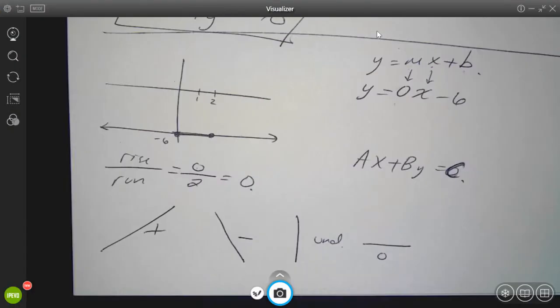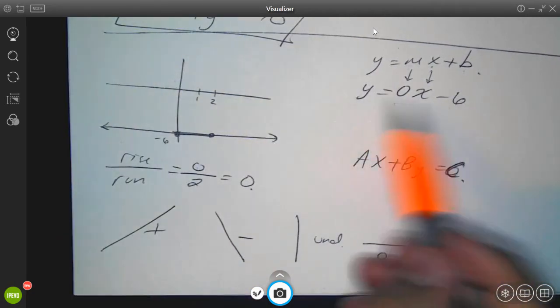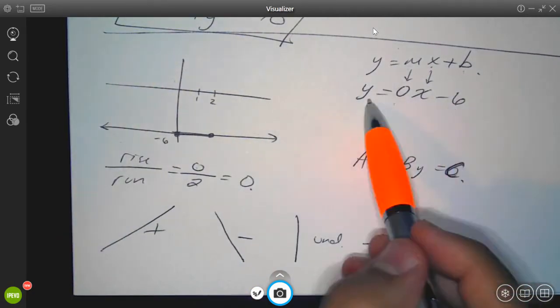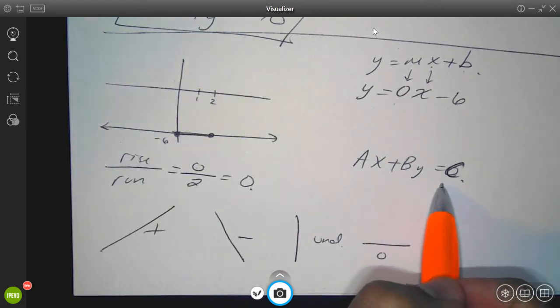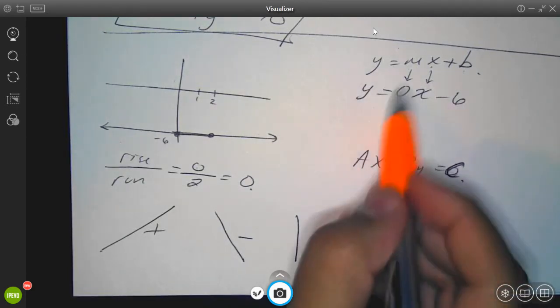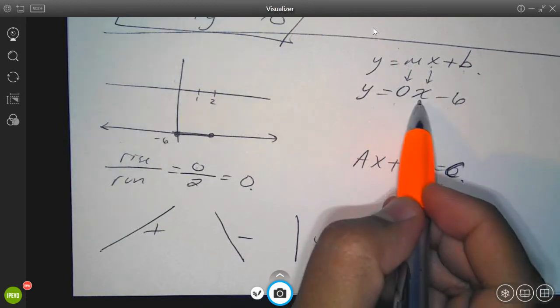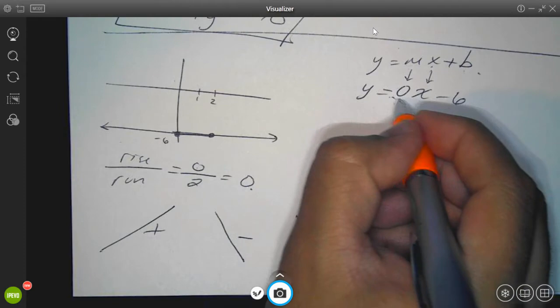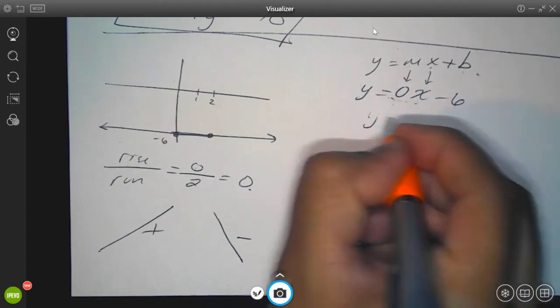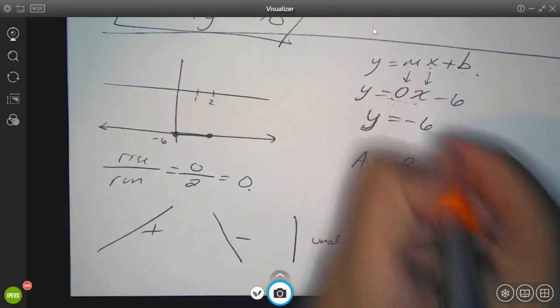All right. So I did get cut off there, but like I was saying, we're trying to go from this form, which was really nice, slope intercept, to this one, standard form. Well, this is actually really nice because look, 0x, well, 0 times anything just goes away, right? That goes away, so I'm just left with y equals -6. And I'm done.